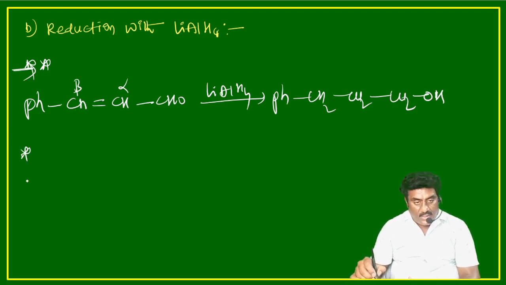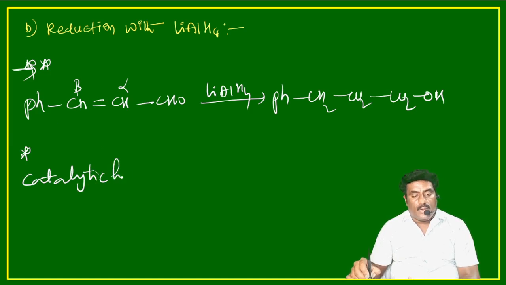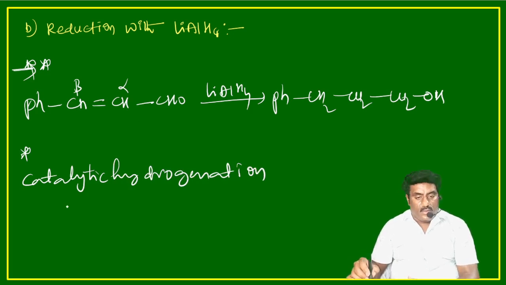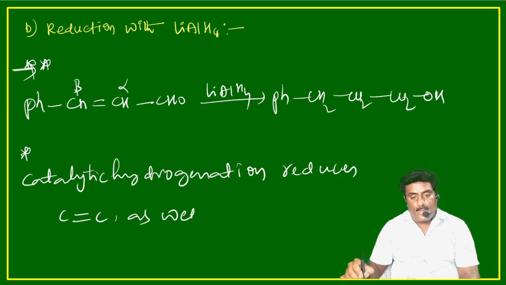One more important point: catalytic hydrogenation reduces the carbon-carbon double bond as well as the carbonyl group.